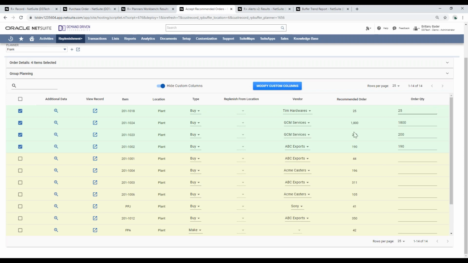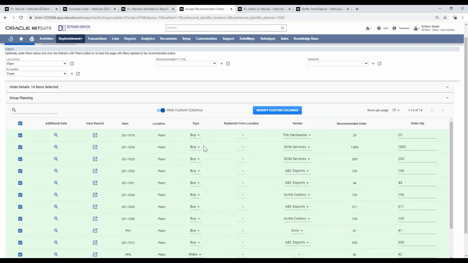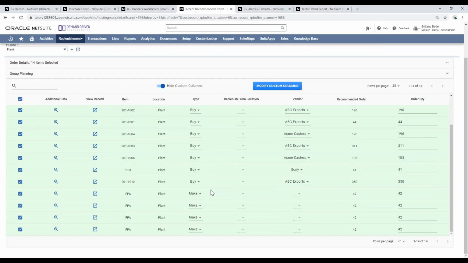So I can click on each of these individually if I like, or I can click Mark All, and it's going to select all of those items for me, and their net flow positions would be back to the top of green, including my buy items and then also my make items. It's going to generate those work orders.